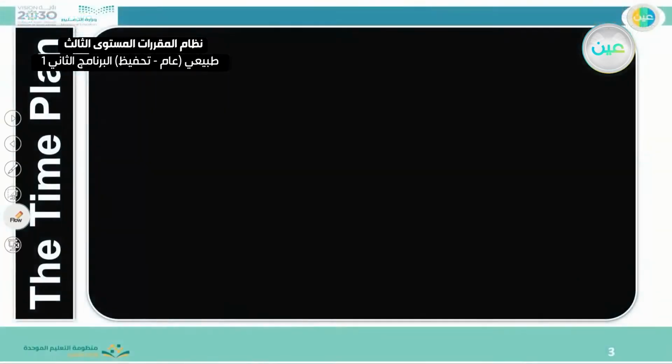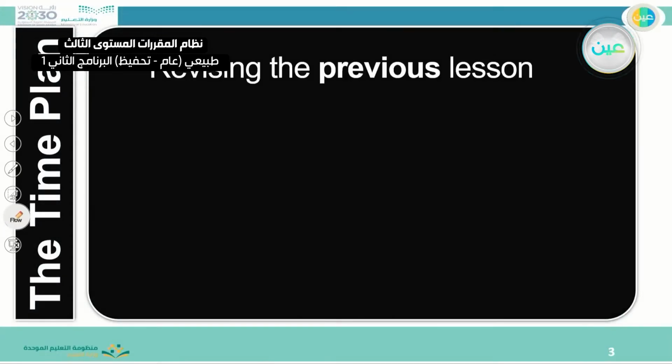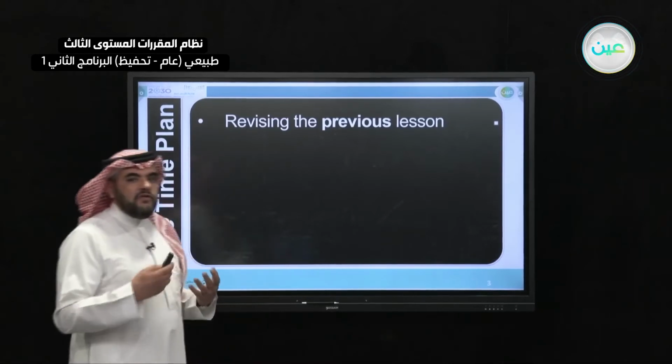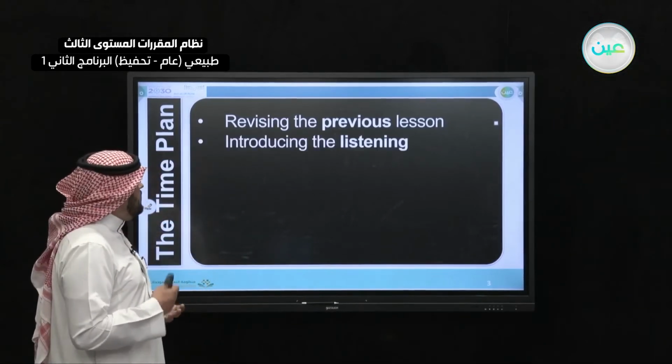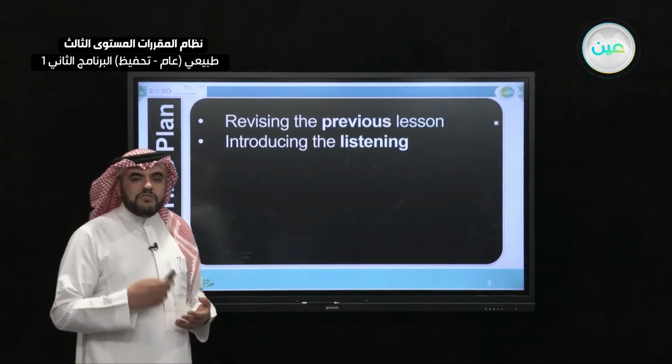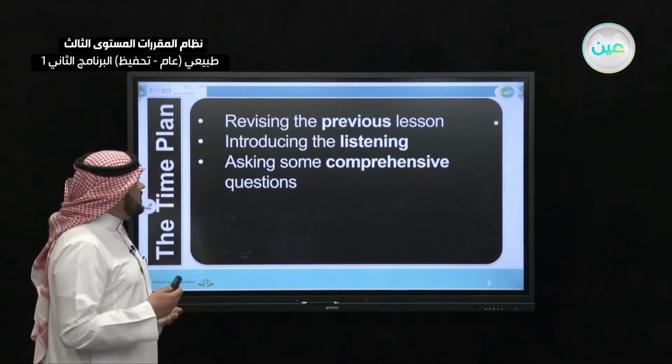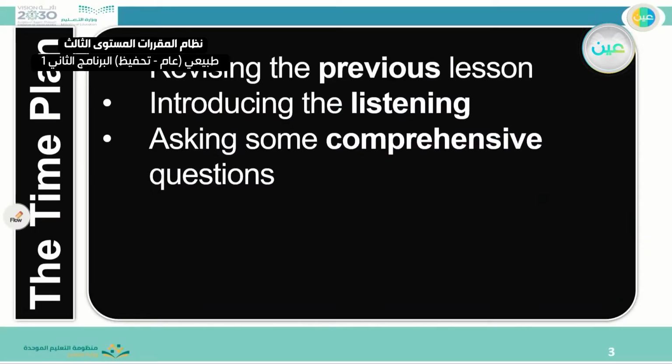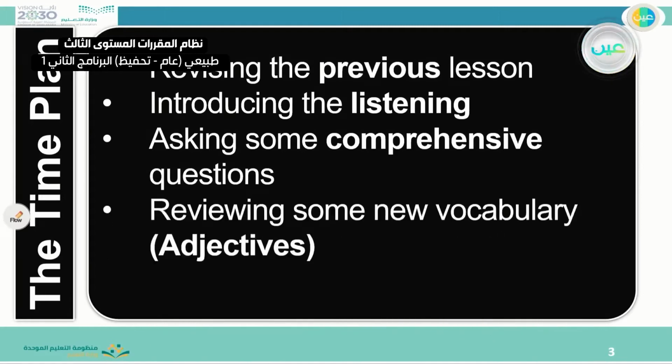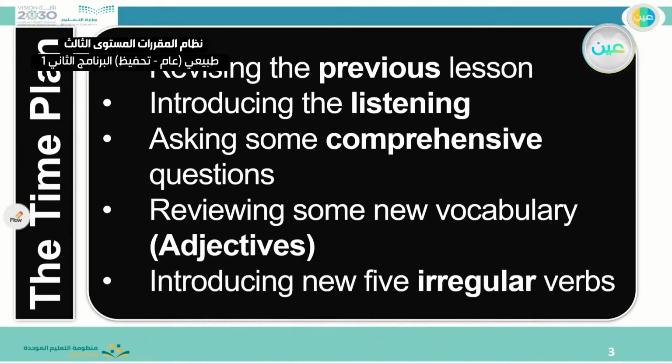Okay, now we are going to review the plan of today. First, we are going to review our previous lesson and ask you some questions regarding your comprehension, your understanding of the previous lesson. Next, we are going to start our lesson, which is listening today. After that, we will ask some comprehension questions to check if you can understand this listening or not. Then we will review some new vocabulary or ask you about the previous lesson's vocabulary, and we will concentrate more on adjectives today, only 5 adjectives. Then we will introduce 5 new irregular verbs.